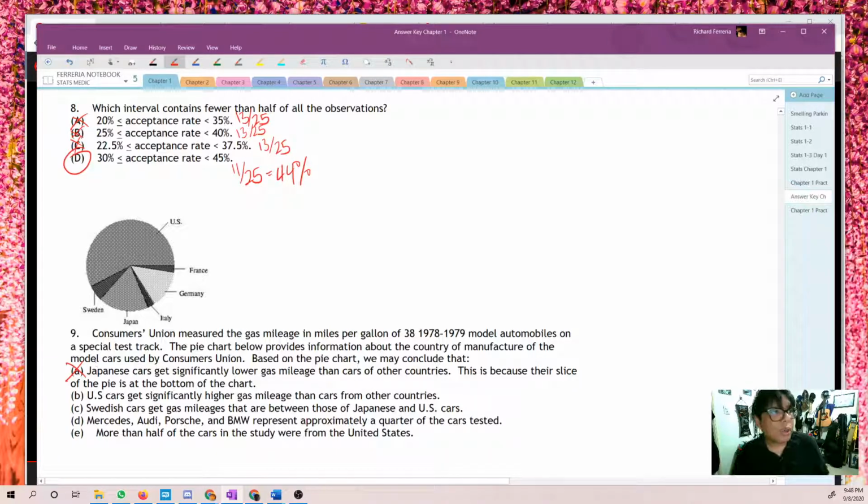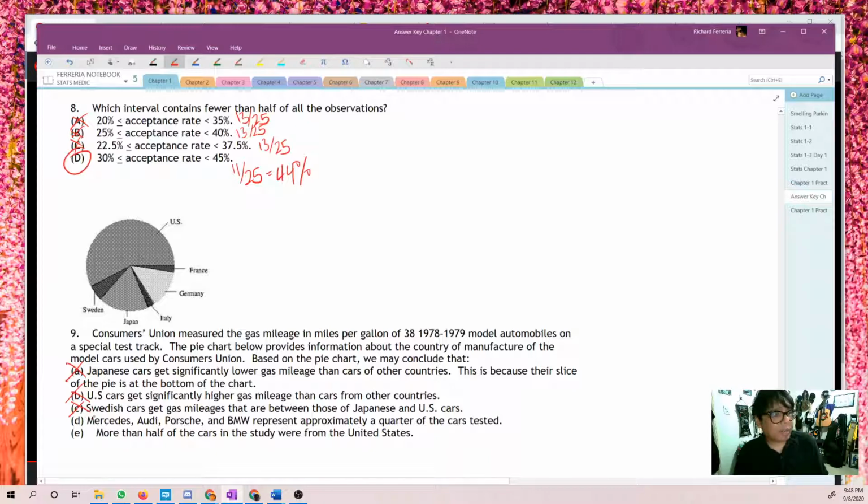B, U.S. cars get significantly higher gas mileage. Same thinking. Can't tell anything about the gas mileage based on this pie chart because this pie chart is for the country of manufacture. C, Swedish cars get gas mileages that are between... Okay, so I'm not even going to finish reading that because that's concluding about gas mileage again.